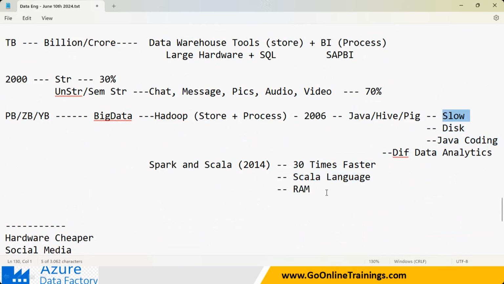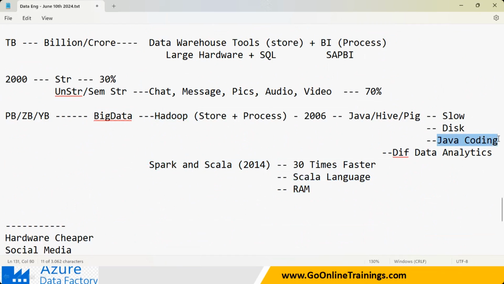If you store anything in the RAM, you will be faster. So today, the entire IT industry has stopped using Hadoop. Hadoop is replaced with Spark and Scala. Clear? When? In 2014. Clear? So 30 times faster. The Scala language is implemented, which is easier than Java.